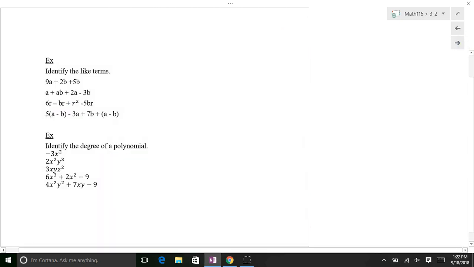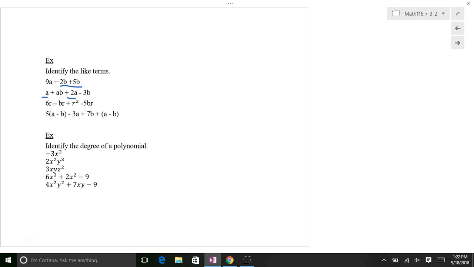All right, identify your like terms here. So you've got 9a a term, 2b a term, 5b a term. Those two are your only like terms, the 2b and the 5b. The next one, do you have any other a's? Sure, the a and the 2a are like terms. Now, if you notice the ab, there's no other ab, so that's a loner. And you notice the negative 3b, there's no other just b's there, so it's only a and 2a.